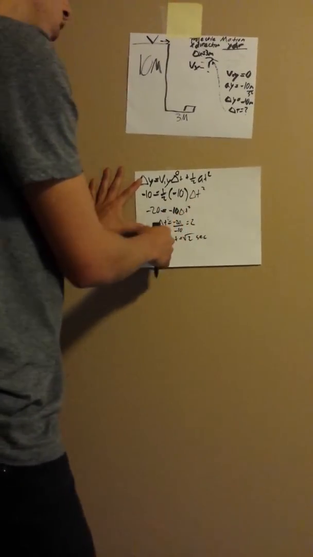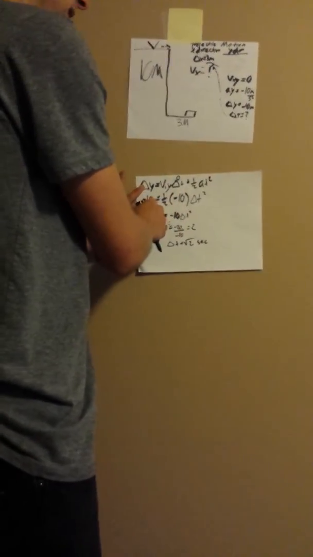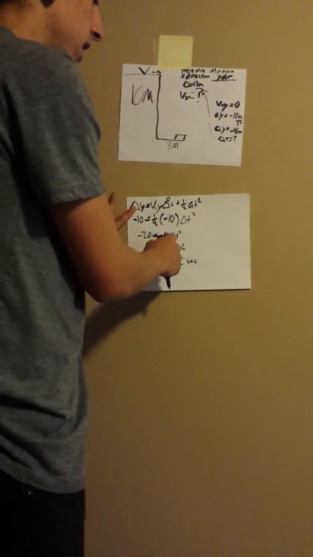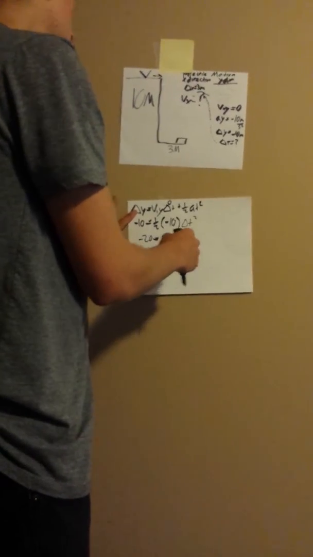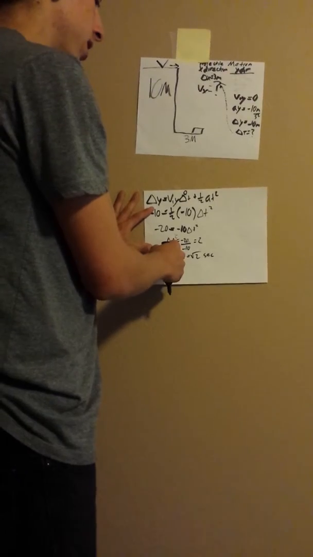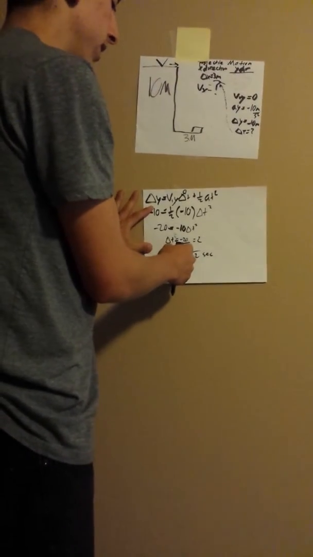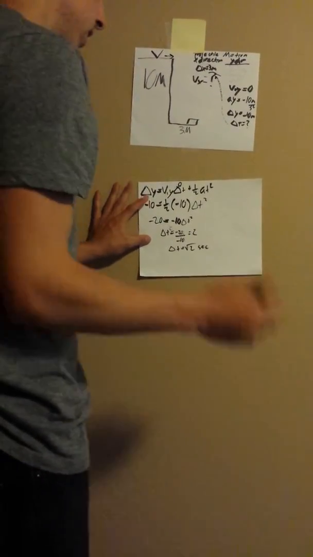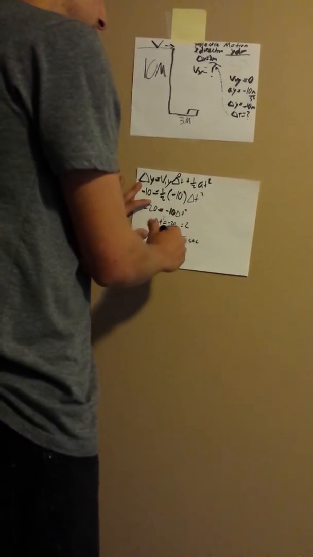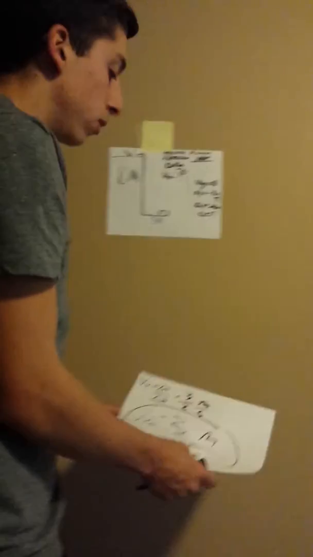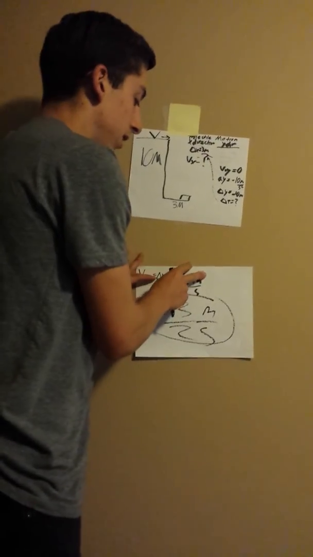squared. So we can multiply both sides times 2 to get rid of the 1/2, and we are at negative 20 is equal to negative 10 times delta t squared. So then we divide both sides by negative 10, and we are left with delta t squared is equal to negative 20 over negative 10, or basically delta t squared is equal to 2. So then we want to square root both sides, and we get delta t is equal to square root of 2 seconds.